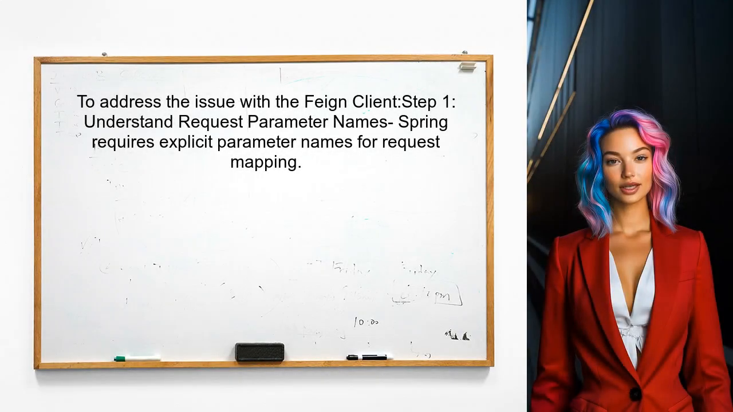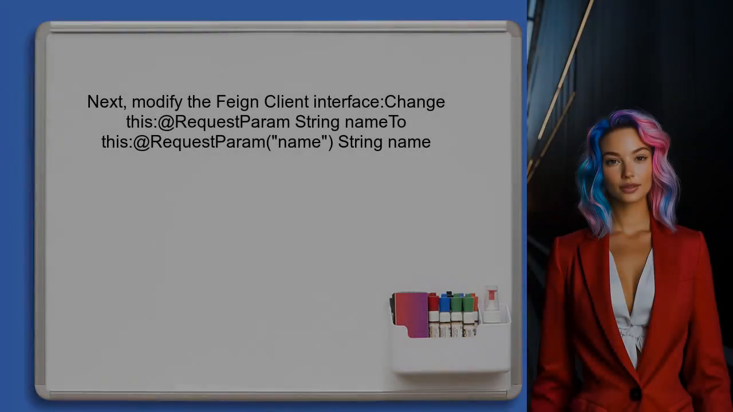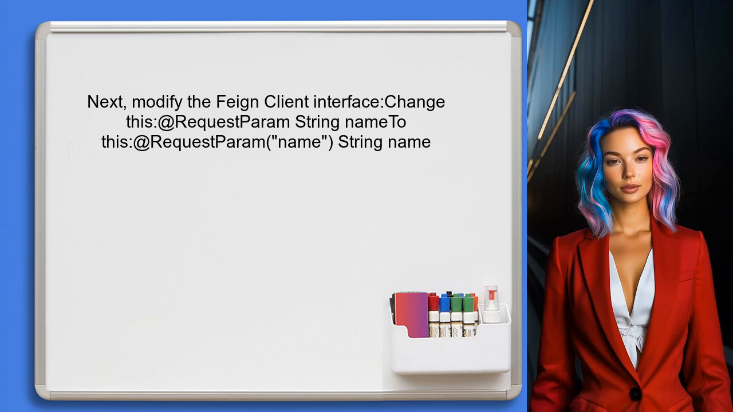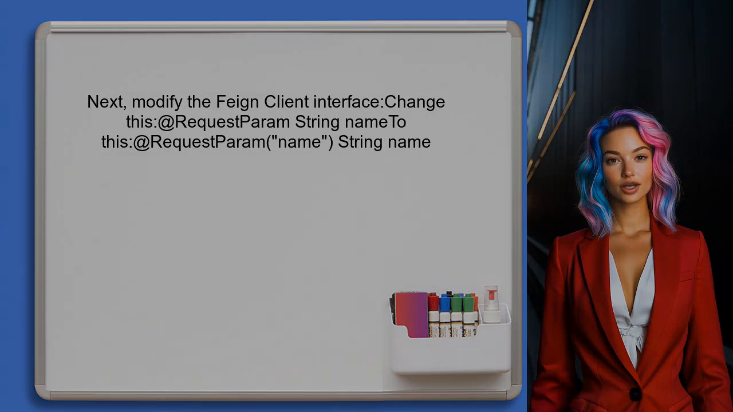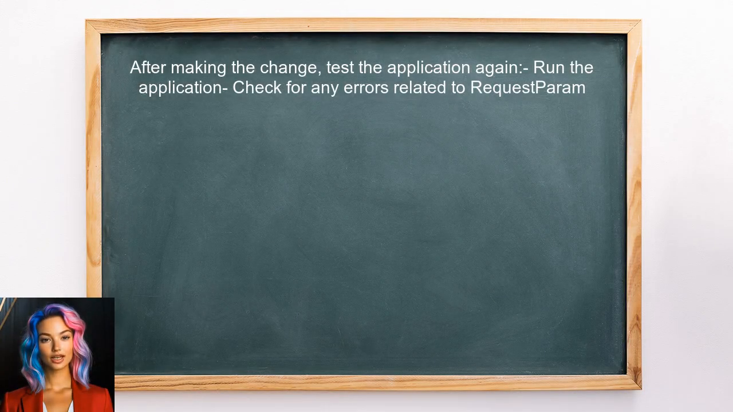To address the issue with the Feign client, the user should first understand the importance of specifying request parameter names. By default, Spring expects the parameter names to be explicitly defined. Next, the user can modify the Feign client interface to include the parameter name explicitly. This can be done by adding the name in the RequestParam annotation. After making this change, the user should test the application again. This should resolve the error regarding the empty RequestParam value.